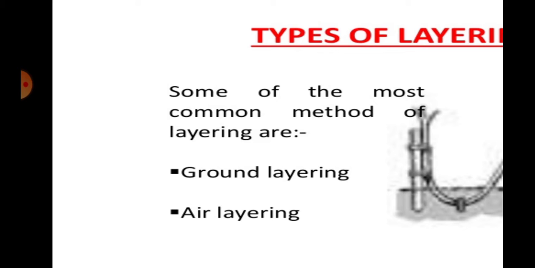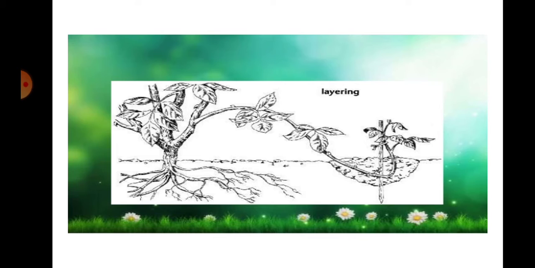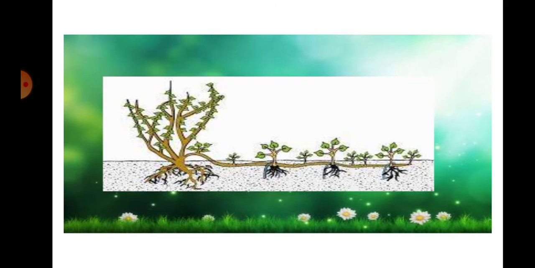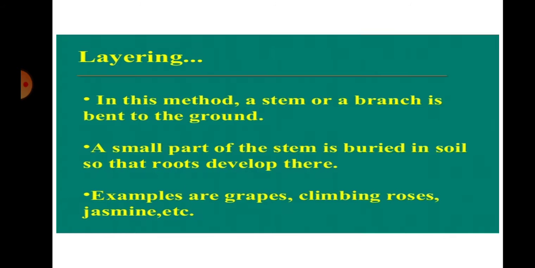Some of the most common methods of layering are ground layering and air layering. Already we saw the video of air layering. So in the case of ground layering, we bend a small branch of the parent and touch it to the ground. It is covered with moist soil, forming a layer. When roots develop from the covered part, the branch is cut from the parent plant and it grows into a new plant. This type of layering occurs in jasmine, mint, and vine.